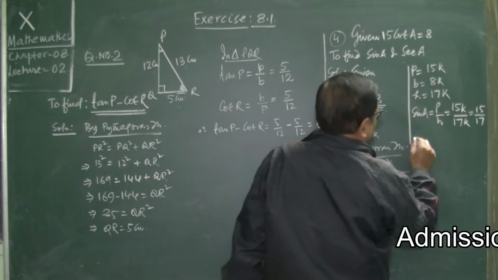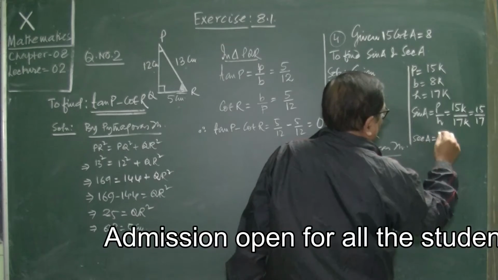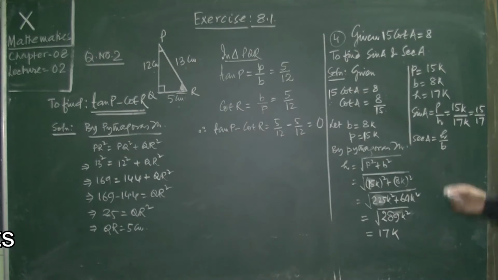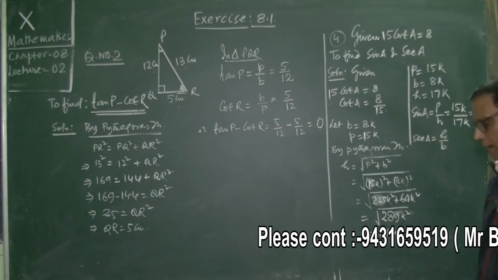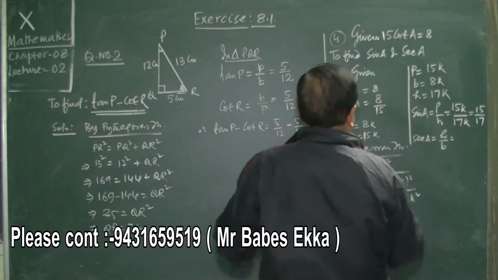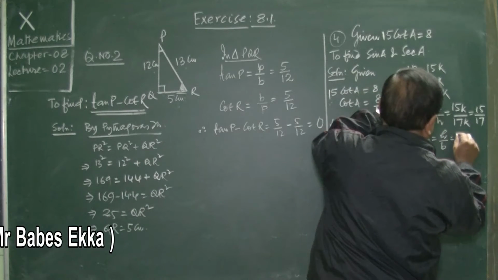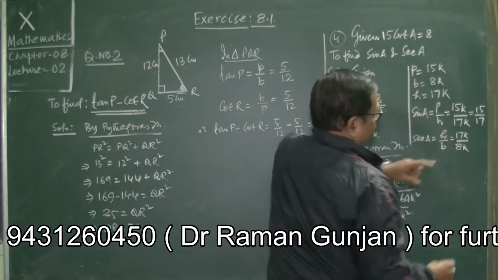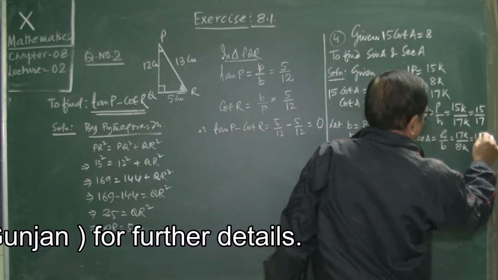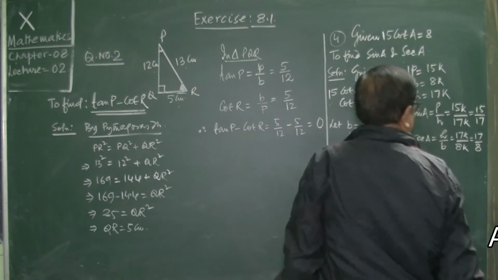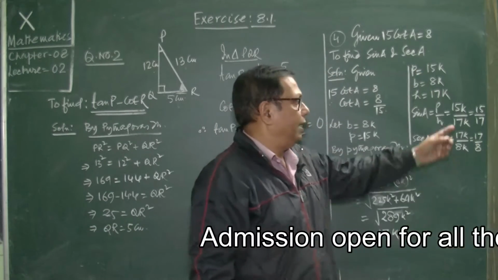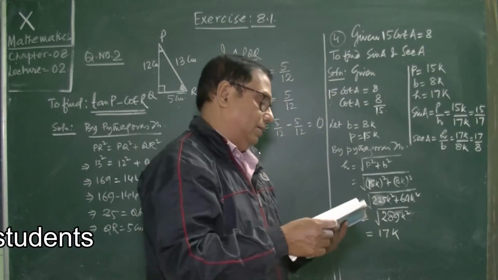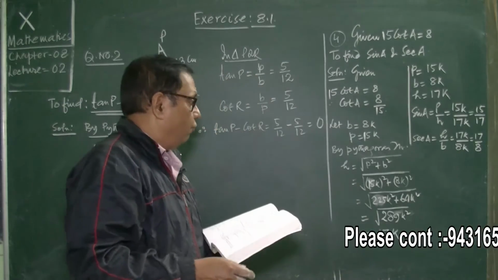Then the next thing is sec A. Sec A equals H by B. Sec is the reciprocal of cos, and cos is B by H. Therefore, sec will be H by B. Now, what is H over here? Your H is 17K. And what is your B? It is 8K. Cancelling K from the numerator and denominator, your answer will be 17 by 8. So sine A will be 15 by 17 and sec A will be 17 by 8. So this is your question number 4, dear students.